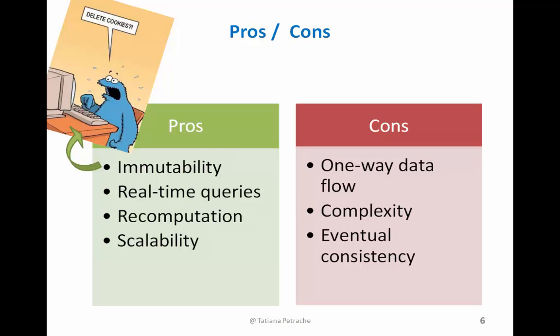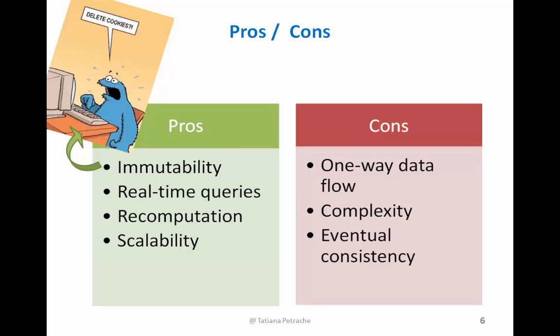Furthermore, the advantages that the Lambda architecture offers are numerous, but just to name a few. Immutability is one of the fundamental advantages of this architecture, and it emphasizes retaining the input data unchanged. Also, we could mention real-time querying, recomputation algorithms, which are inherently human fault tolerant, and scalability.